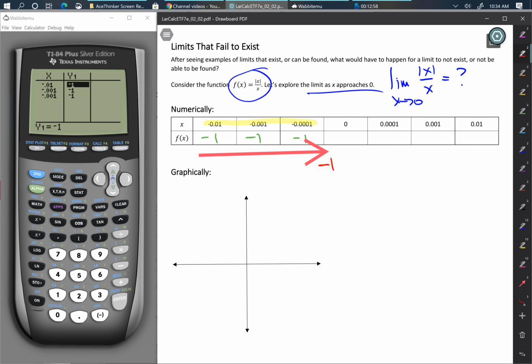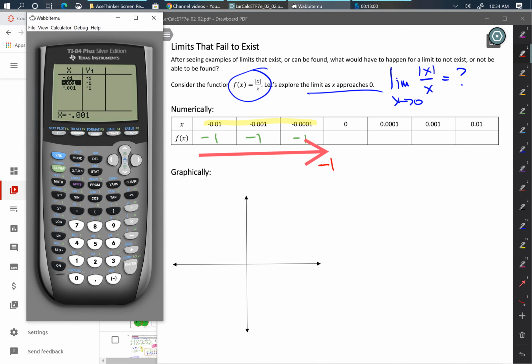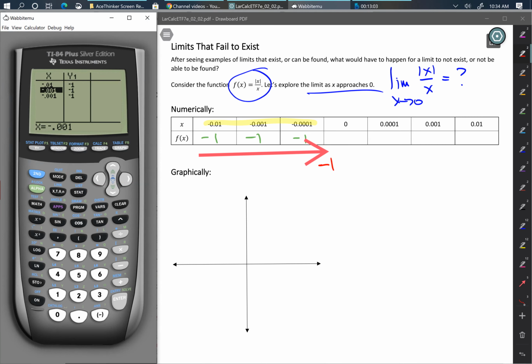And now what I'll do, I'll check those values from the right. Oh, it looks like I made a mistake there. That should be negative 0.0001. Oh, luckily it doesn't change anything. I'll check the values from the right. So 0.01, 0.001, 0.0001.